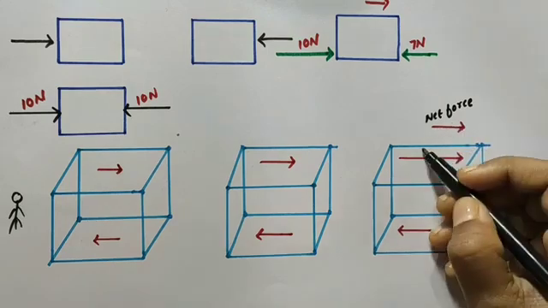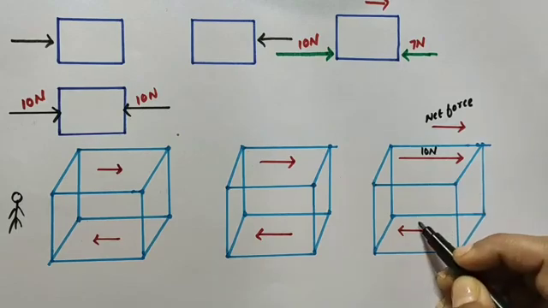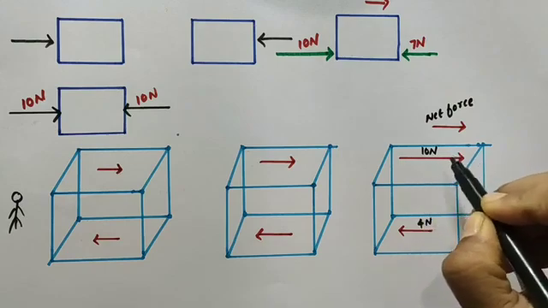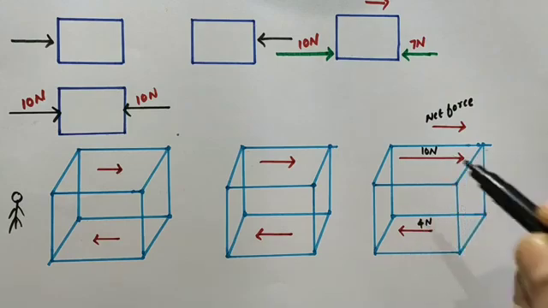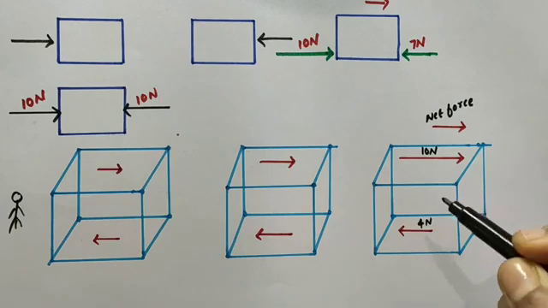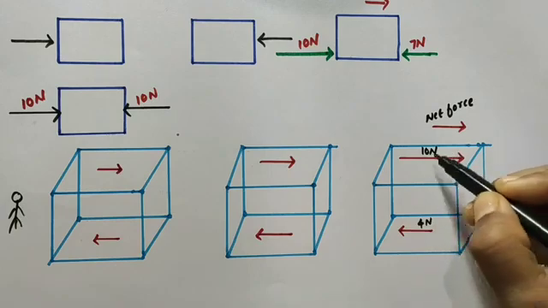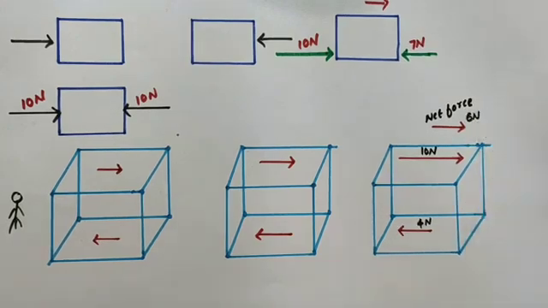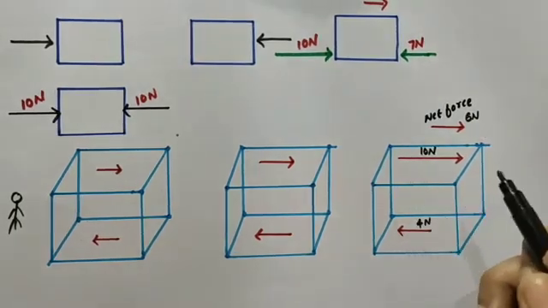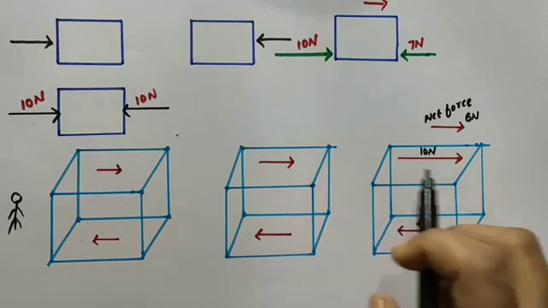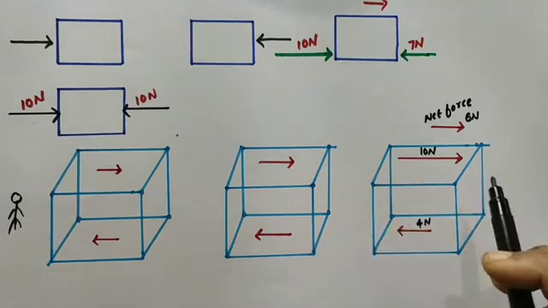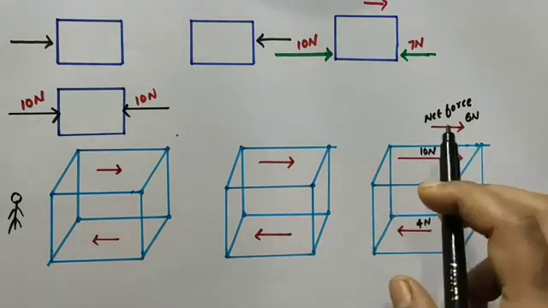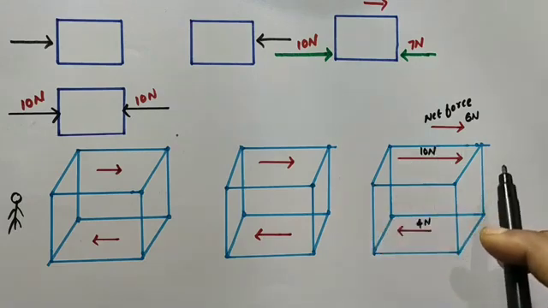You see, if this is 10 Newton, just imagine this is 4 Newton. So there will be an unbalanced force which acts in the direction of greater force. What will be the net force? 10 minus 4. 10 minus 4 is what? 6 Newton. So there will be an unbalanced force of 6 Newton which acts in this direction of greater force. So the unbalanced force acts in this direction and the box starts moving in this direction, that is, to the right.